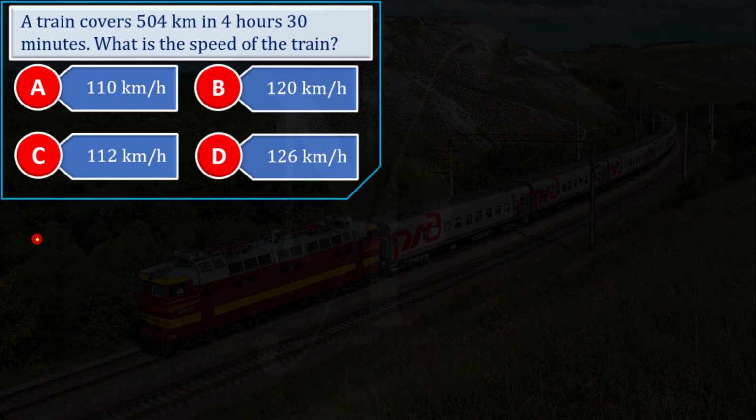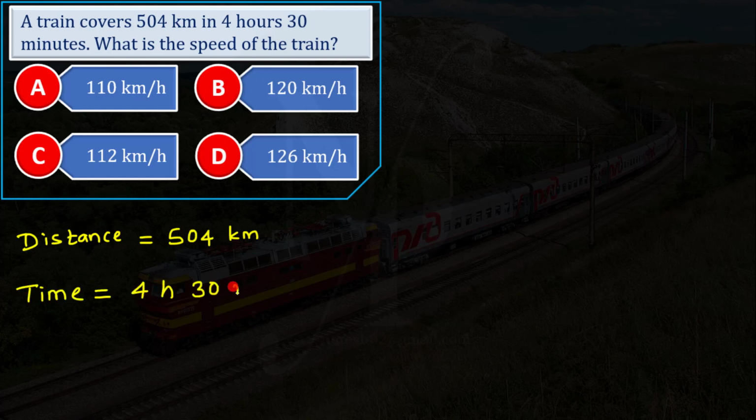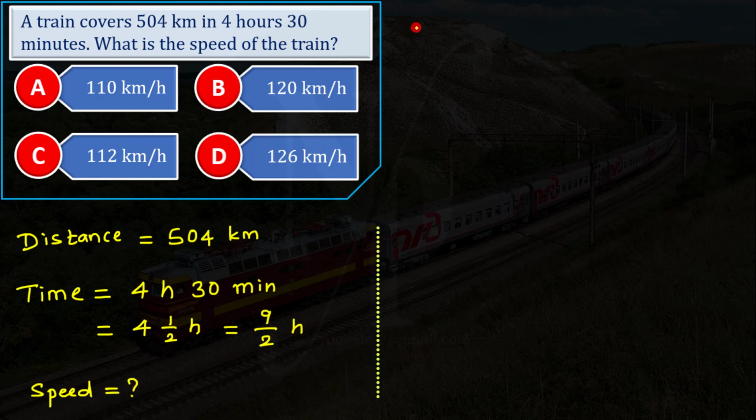The distance travelled by the train is 504 kilometers and time taken is 4 hours 30 minutes, which can be written as 4.5 hours. Expressing this mixed fraction as an improper fraction, I get 9 by 2 hours. Expressing in this form will help me in simplification, and we need to find the speed of the train. Speed should be found. So we have the formula speed.